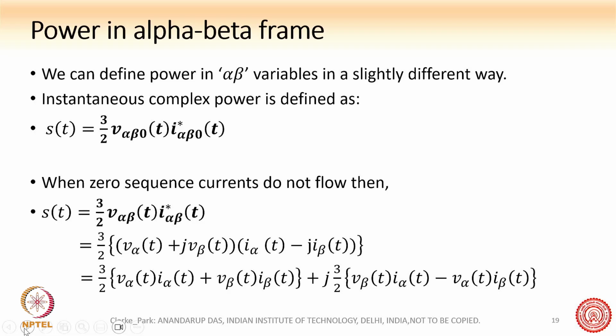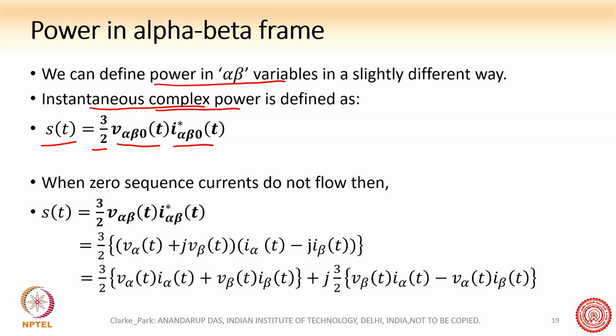So now we will define the power in alpha beta variables in a slightly different way. We are now defining something called instantaneous complex power, because we found the active power, and now we want to see what the reactive power is. So what is this instantaneous complex power? This ST is 3/2 V alpha beta 0 times I alpha beta 0 star, okay. Star is the complex conjugate, okay.